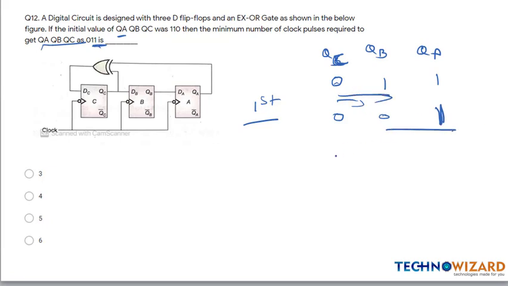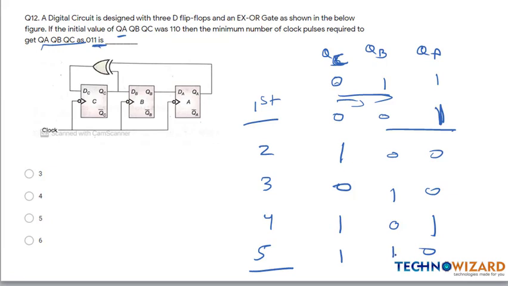Then 0 1 XOR is 1. Shifting this, 0, 0. Then 0 0 XOR is 0, shifting this, 0, 1, 0. 1 0 XOR is 1, shifting this, 0, 1. And 0 1 XOR is 1, shifting this, 1, 1, 0. Second clock pulse, third clock pulse, fourth clock pulse, fifth clock pulse. On the fifth clock pulse, we are getting 0, 1, 1 as QA, QB, QC. Therefore, option C is the correct answer.